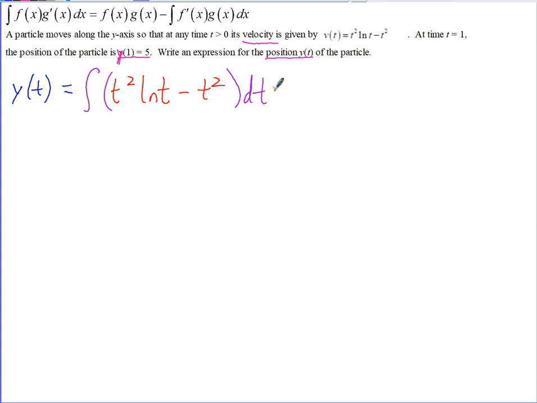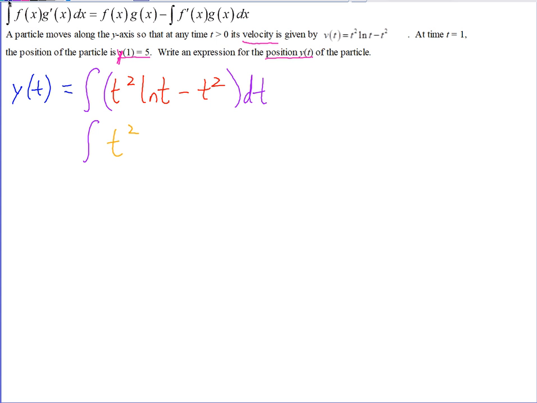You could split it into two separate integrals to start with, because t squared is pretty easy to integrate, and then use integration by parts on the t squared natural log of t. That would be fine. But because they both have t squared, it's actually probably a little bit more efficient, although you don't have to do it this way, to factor out that t squared.